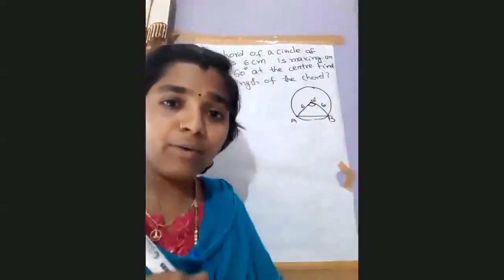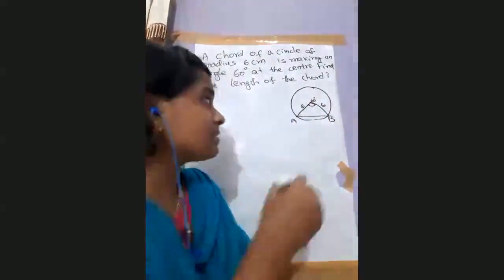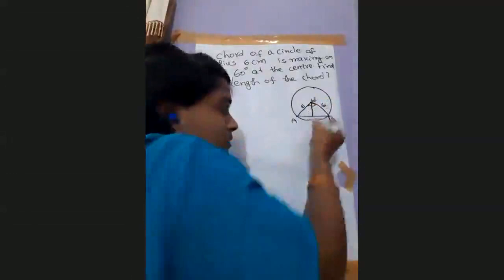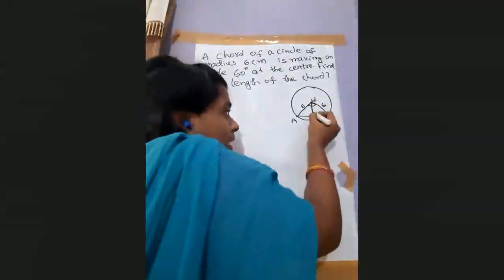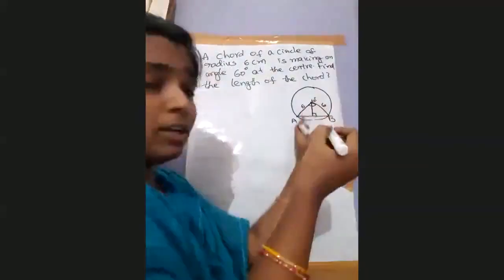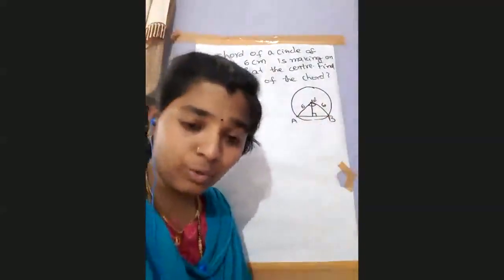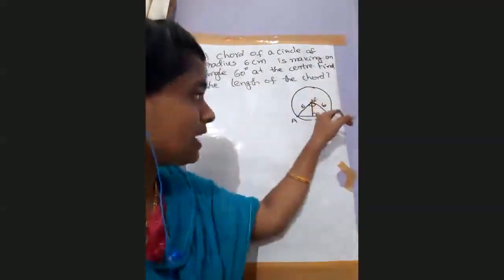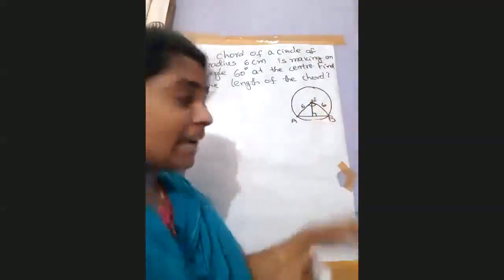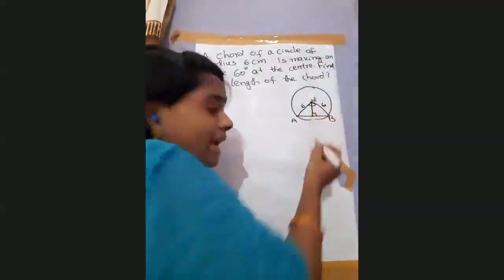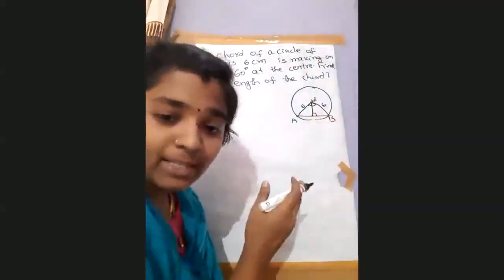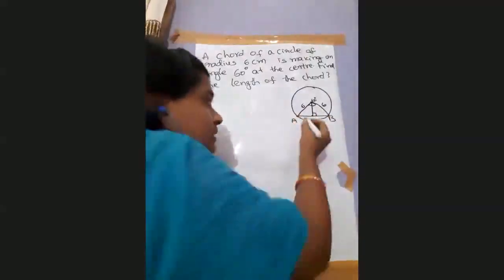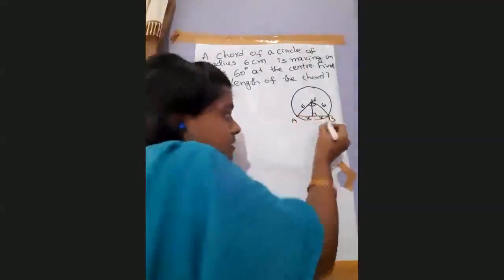So we have one theorem in 9th class, Nana. If you draw a perpendicular line from the center to any chord, not only this chord but any chord, definitely it makes a 90 degree angle and it bisects the chord. Bisects means it equally divides. So consider this as x and this also as x.